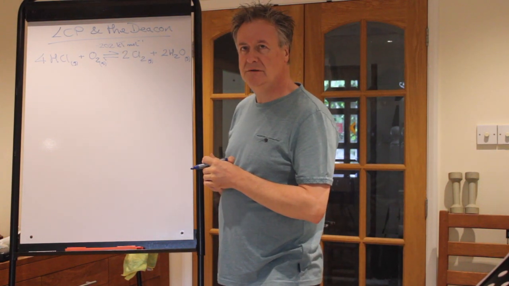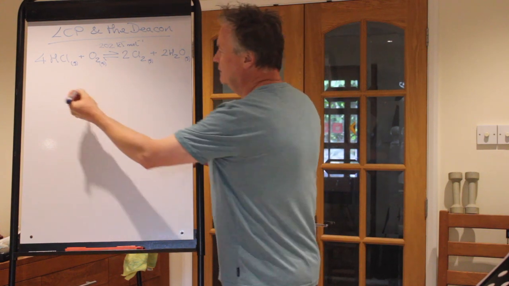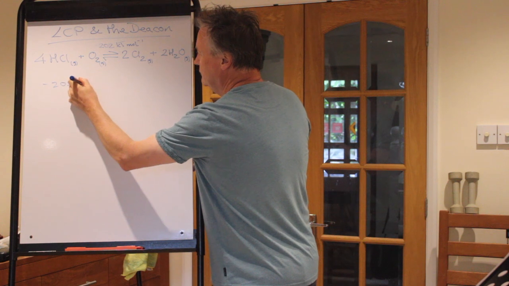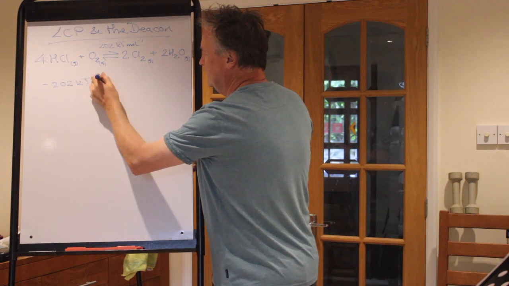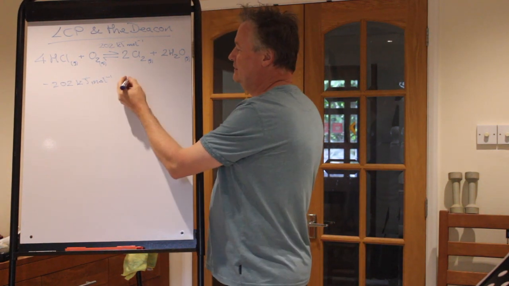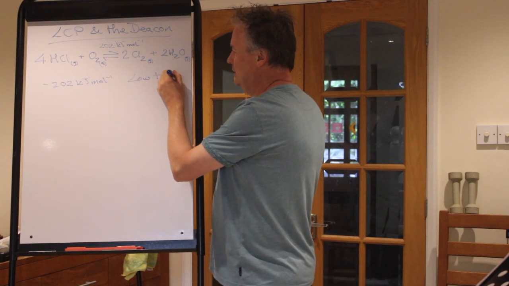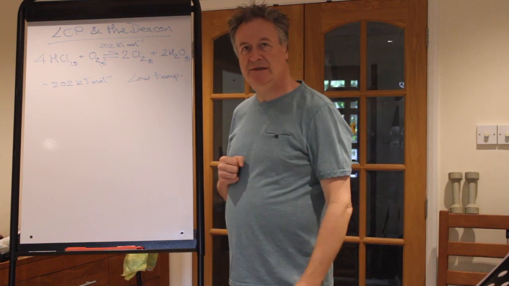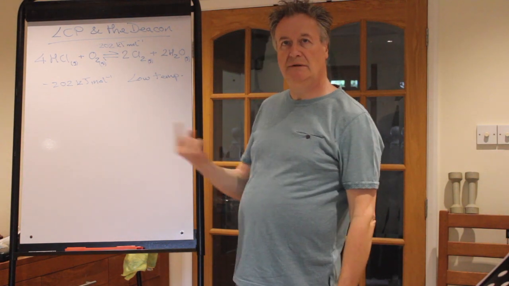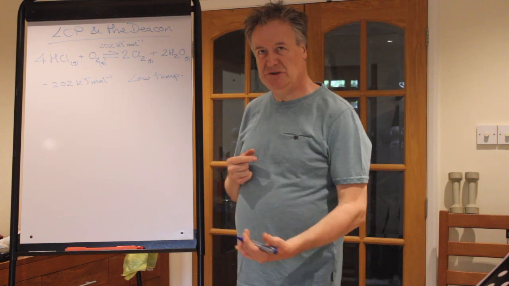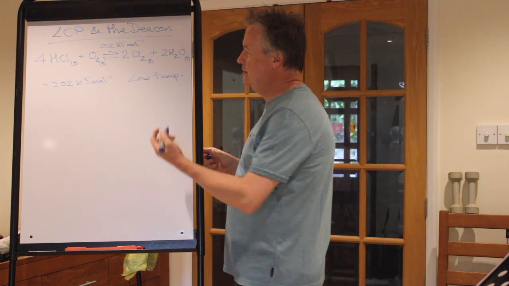Exothermic reaction in the forward direction, so that minus 202, exothermic, that means you would run it at a low temperature for maximum product amounts. But there's an issue with that, but we'll come to that in just a moment.